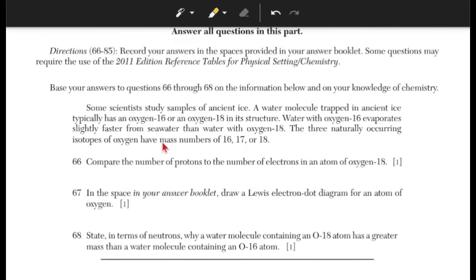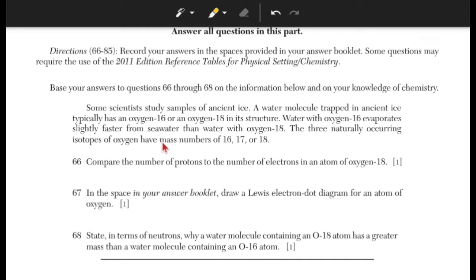Some scientists study samples of ancient ice. A water molecule trapped in ancient ice typically has an oxygen-16 or oxygen-18 atom in its structure. Water with oxygen-16 evaporates slightly faster from seawater than water with oxygen-18. The three naturally occurring isotopes of oxygen have mass numbers of 16, 17, or 18.